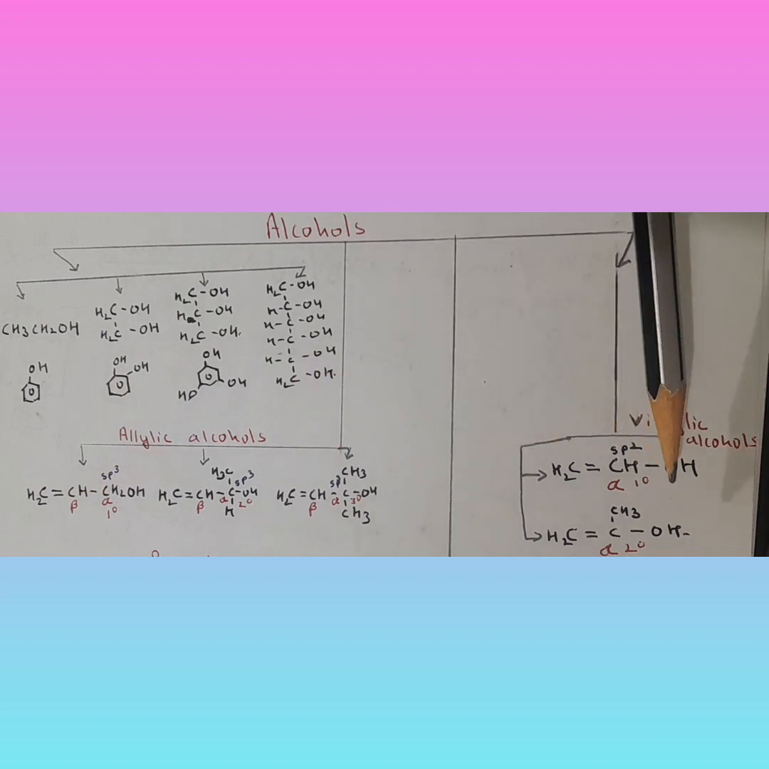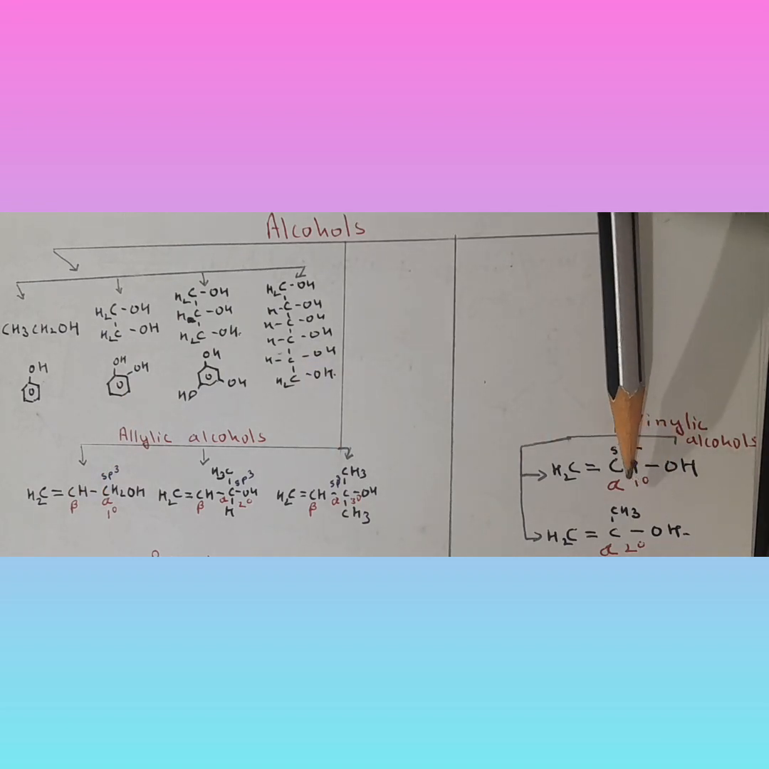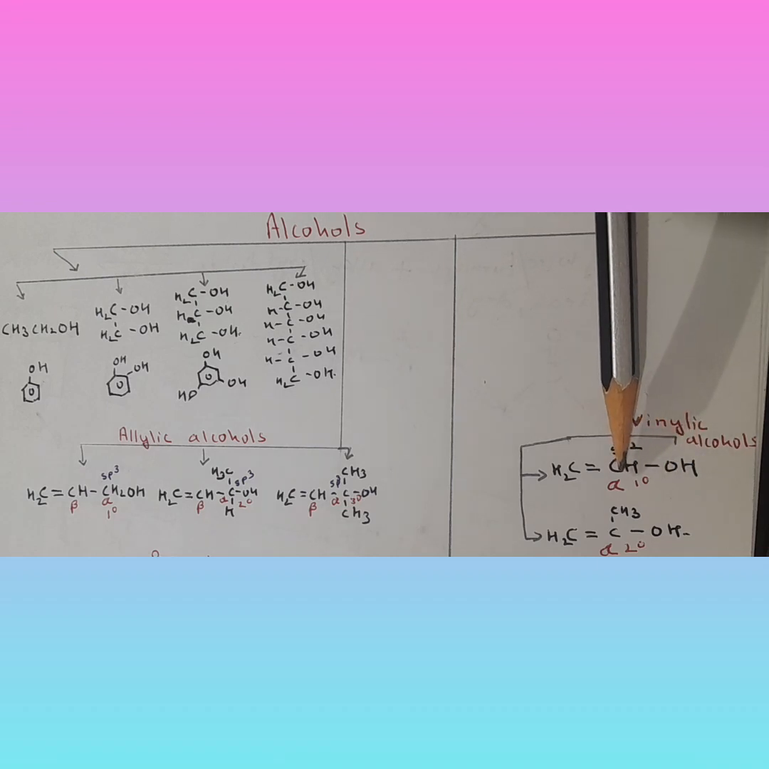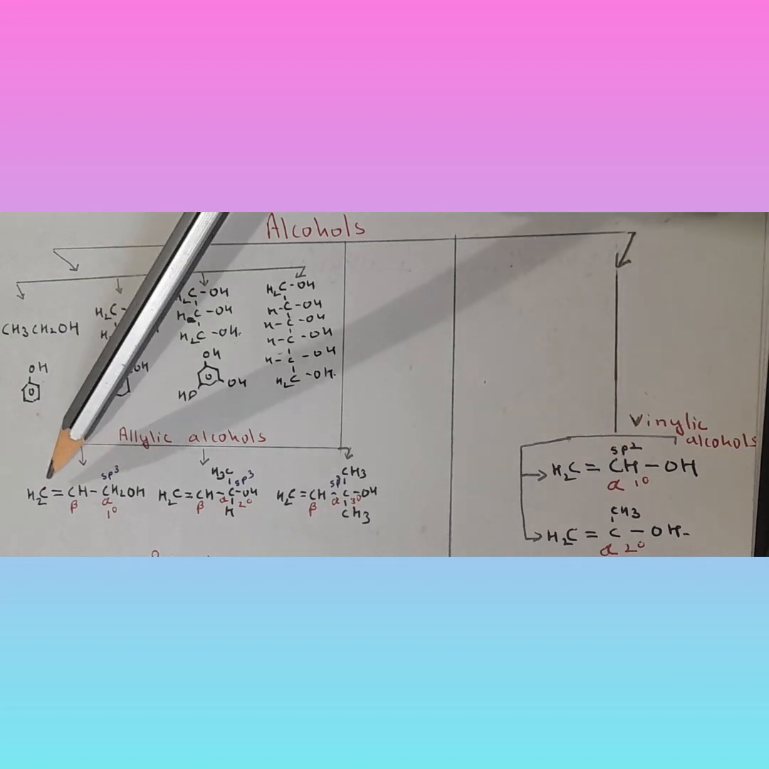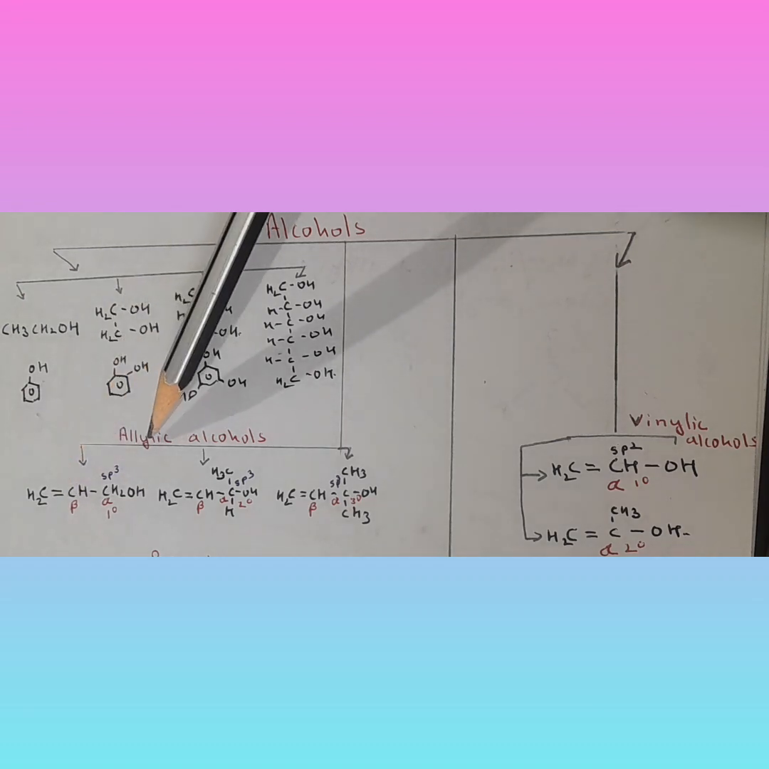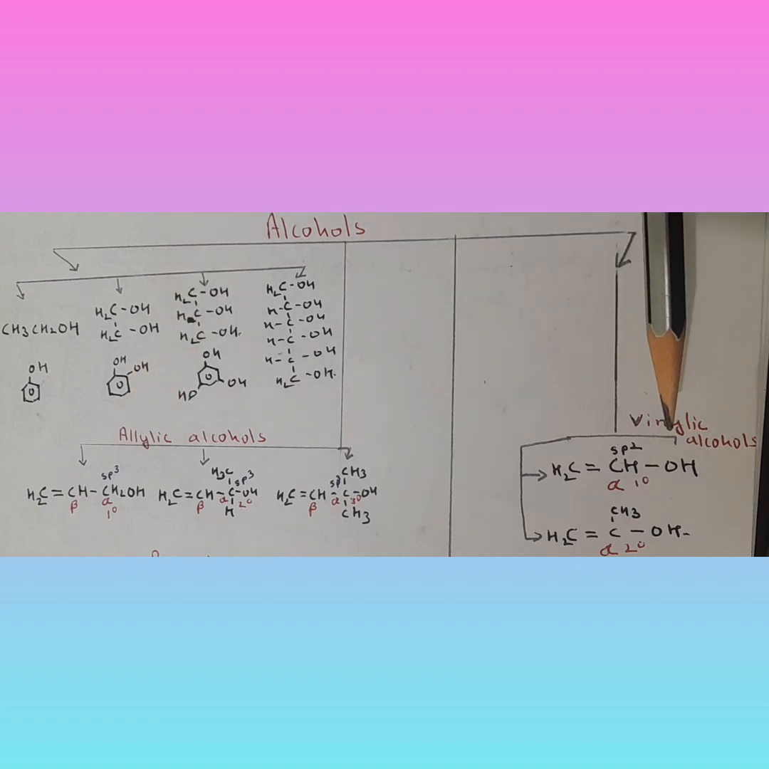Now just come over here. This is called vinylic. Why vinylic? Because again here this is the alpha carbon, because the functional group OH is attached to it, and next to it is the double bond. So unsaturation at the alpha carbon is vinylic, and unsaturation, the double bond, at the beta carbon is allylic. So that's the difference between allylic and vinylic.